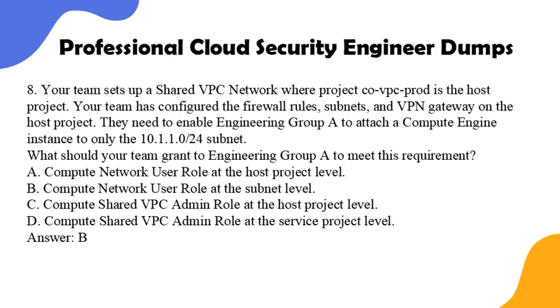8. Your team sets up a shared VPC network where Project Co-VPC Prod is the host project. Your team has configured the firewall rules, subnets, and VPN gateway on the host project. They need to enable Engineering Group A to attach a Compute Engine instance to only the 10.1.1.0/24 subnet. What should your team grant to Engineering Group A to meet this requirement?